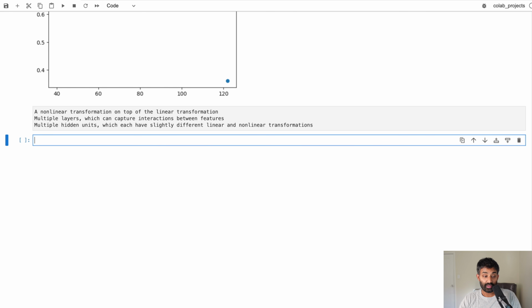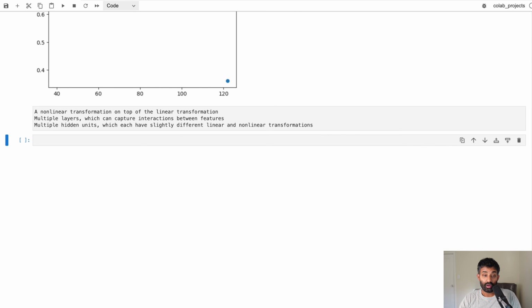All right, the first thing we'll talk about is the nonlinear transformation on top of the linear transformation. The most common nonlinear transformation used in neural networks is called ReLU, and the idea is that any value below 0 is set to 0.